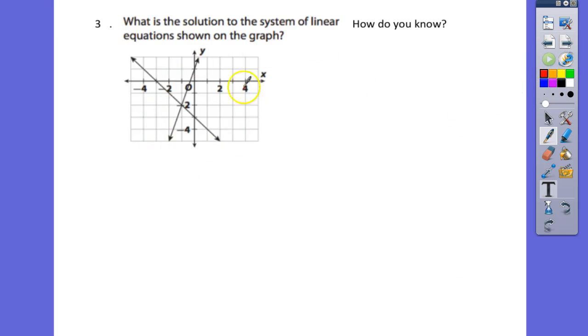Okay, this one, they didn't even give you the equation, but they gave you the graph. And we know that when you're given the graph, if a point is a solution to the equation, that point will be on the line. So we say a point on the line is a solution to an equation.